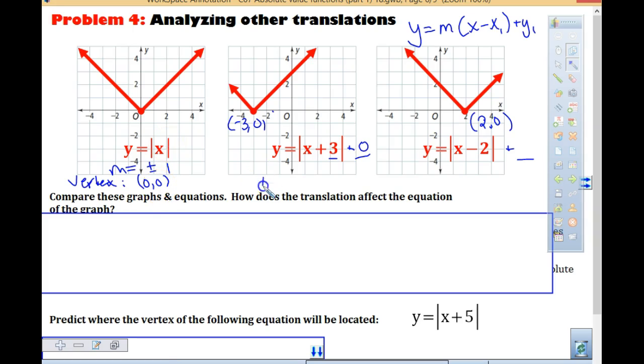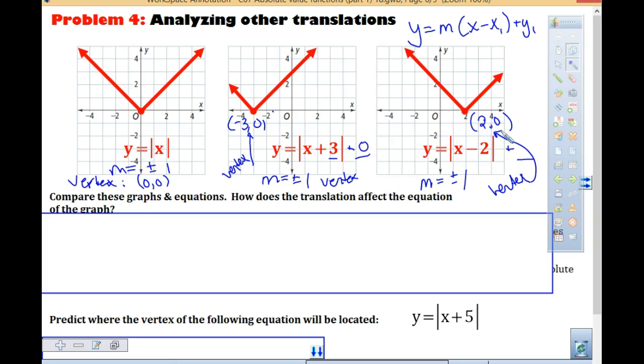So, did our slopes change here? Positive and -1. Did the slopes change here? Tomorrow the slopes start changing. Positive and -1. Okay. What changed? My vertex. My vertex of this one, if we wanted to write it, maybe you just want to write it over here. Our vertex is down at -3, 0. My vertex on this one is 2, 0.